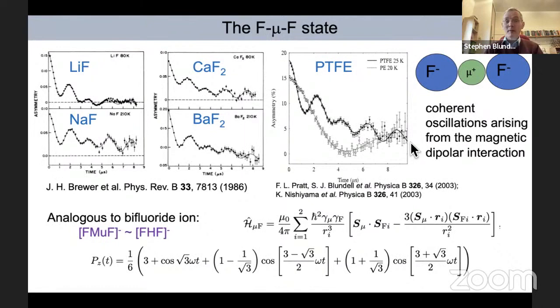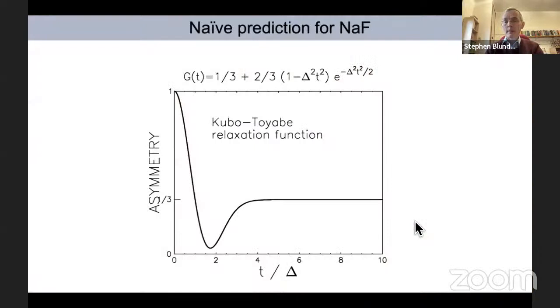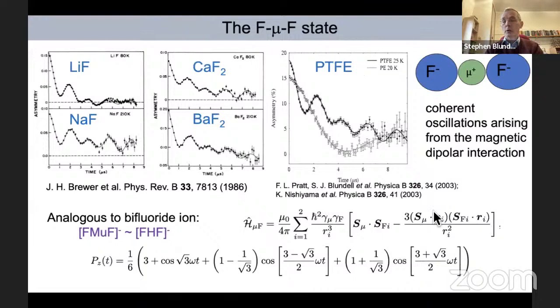Well, Jess Brewer realized quite quickly that what's happening is that the muon is coupled strongly to these two fluorine nuclei that have a very large nuclear magnetic moment. And so therefore, what you must be seeing is a strange quantum oscillation, which is to do with the dipolar coupling between the muon and the fluorine nuclei. And you can do a calculation and show that the oscillation should take this form.